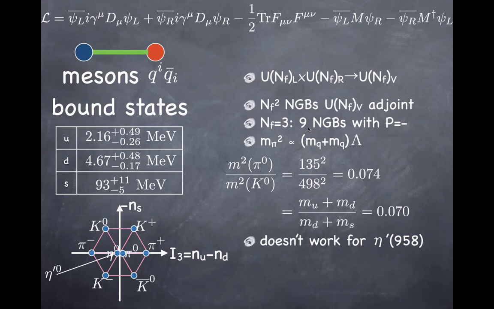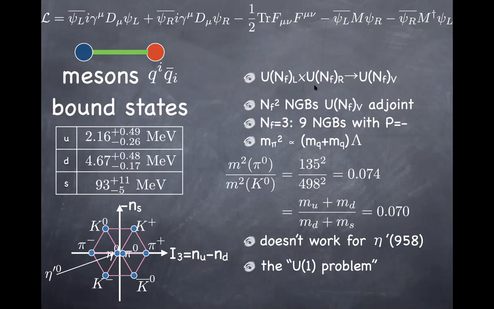And this is a puzzle, which is called the U1 problem, because what you would have expected is to find 9 Goldstone bosons, which correspond to spontaneously broken U3 axial symmetry. That's the parity odd combination of U left cross U right. And you indeed do see 8 of them consistently with expectation. But there's a missing piece, which corresponds to U1 part, namely overall phase part of UNF symmetry.